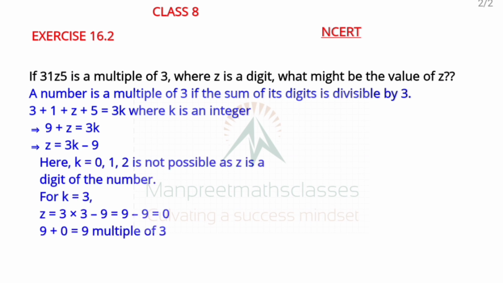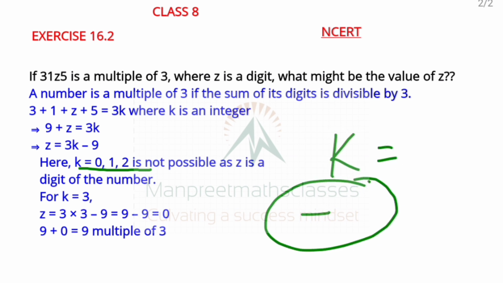The value of k can't be 0, 1 and 2. Why? Because if you put k equal to 0, 1 or 2, you are going to get a negative digit, and as I told you, a negative digit can't be in a given number. The value k equal to 3 is not possible either way of negative values; when you put these values, you will get a negative integer or a negative digit, and we can't write a negative digit in a given number. So we will directly check for k equal to 3.